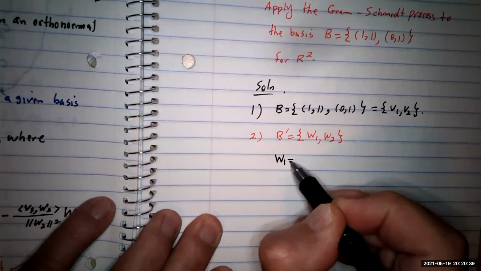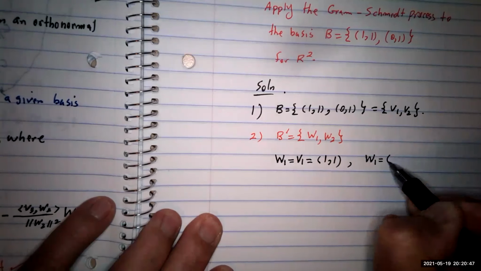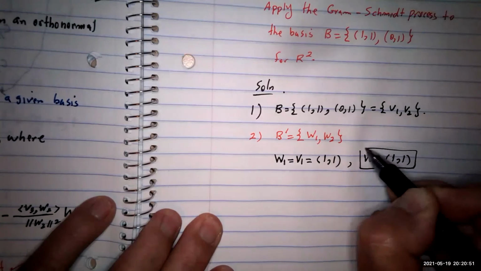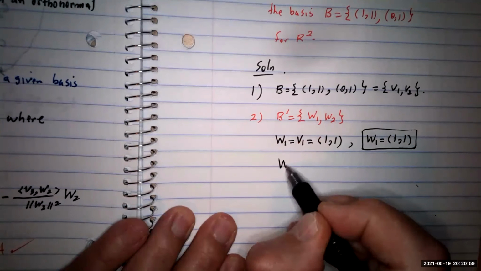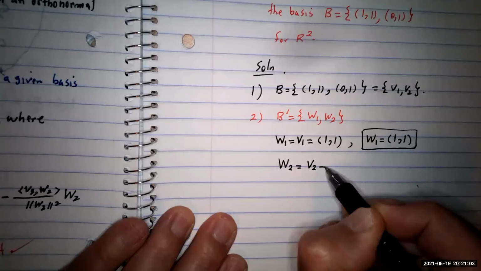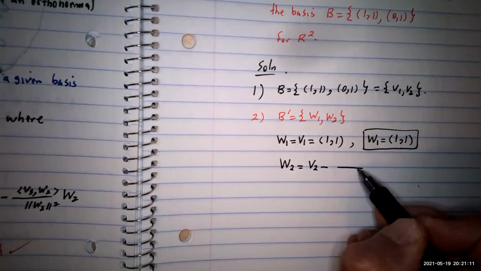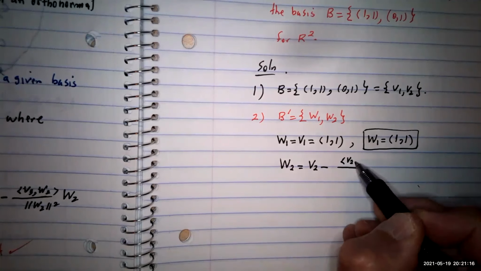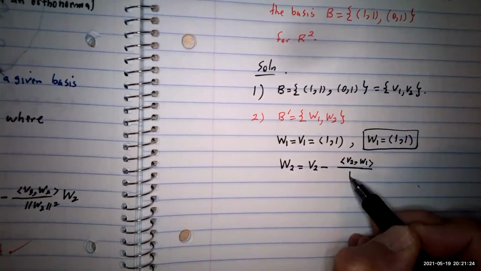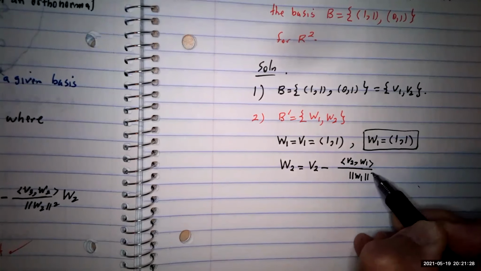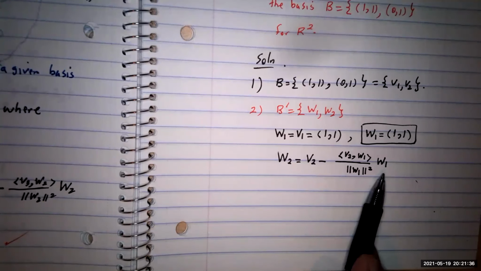The W1 is equal to V1, which is (1, 1). Then we go on to get W2. W2 is equal to V2 minus that shadow that we talked about: minus the inner product of V2 and W1, divided by the norm of W1 squared, times W1. This is the projection of V2 onto W1.